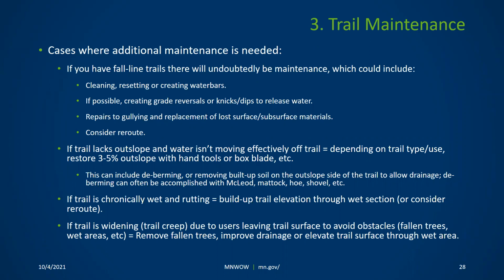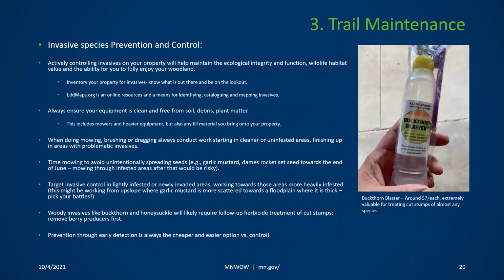Or users change the trail's course around that. If there's a wet area, you need to address the wet area. Otherwise, your trail is going to constantly widen around those wet areas. And then a few notes just on invasive species prevention and control. Actively controlling invasives on your property is going to help you maintain the ecological integrity and function, the wildlife habitat value, and the ability for you to enjoy that woodland.